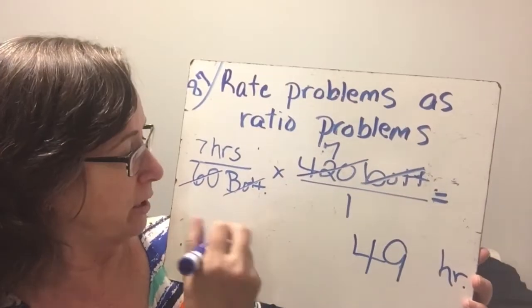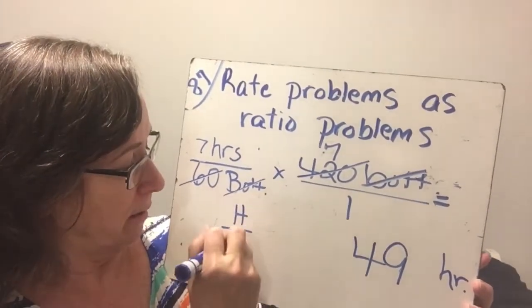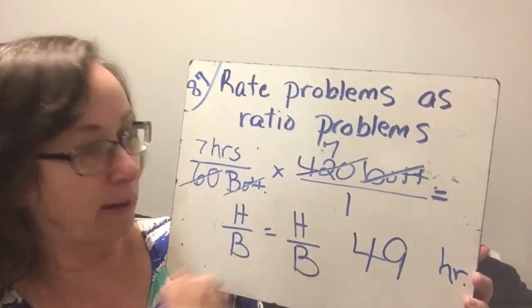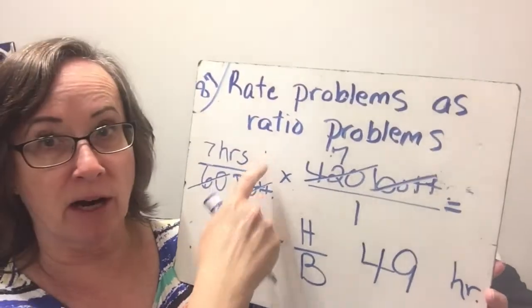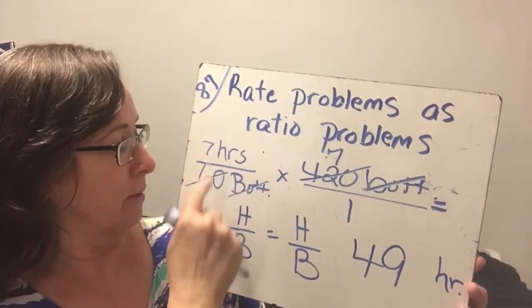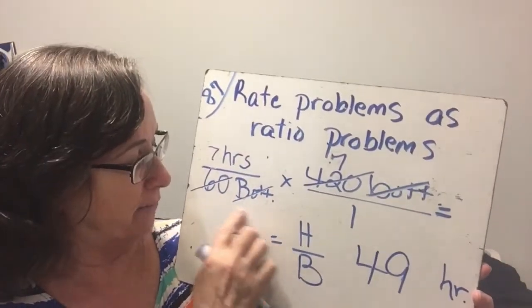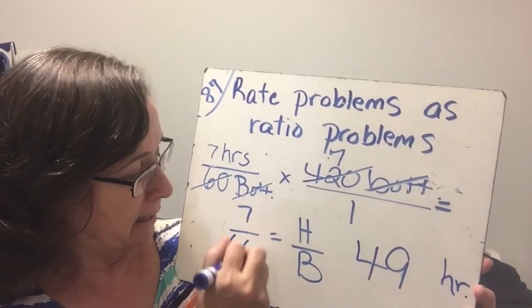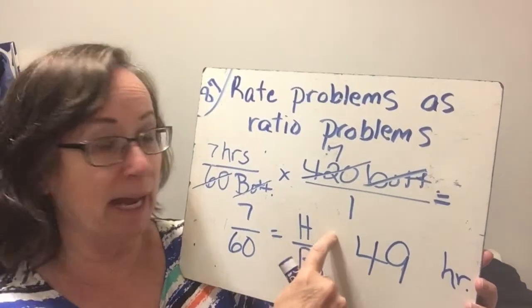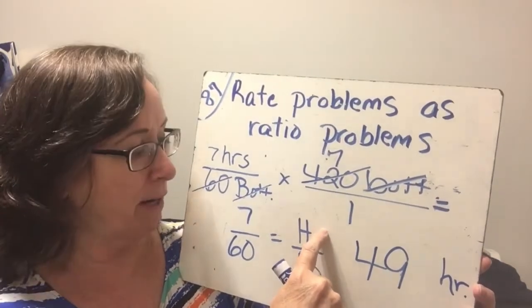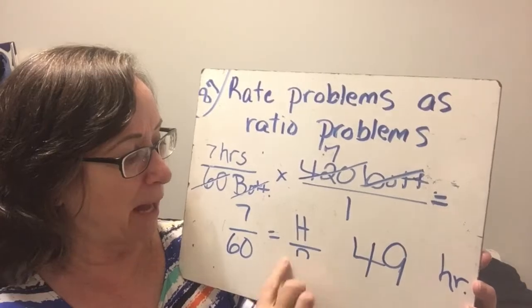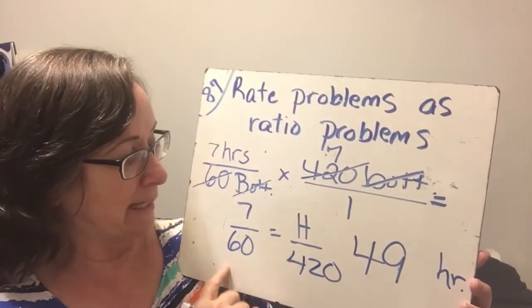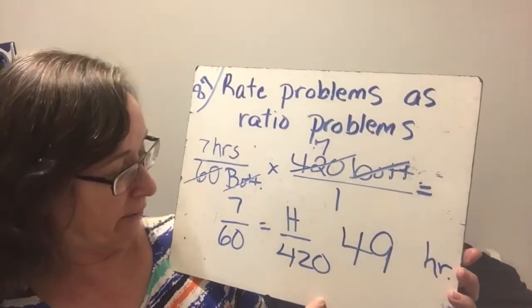Okay, now the other way that we can do this is to use our proportions. So our proportions, we could say hours, bottles, hours, bottles. Okay, so we already have our given ratio, 7 hours to 60 bottles. So instead of hours, I'll put 7. Instead of bottles, I'll put 60. I'm looking for how many hours. So hours is going to be my variable. And then the number of bottles that I'm going to cap is 420. So I can set up a ratio here.